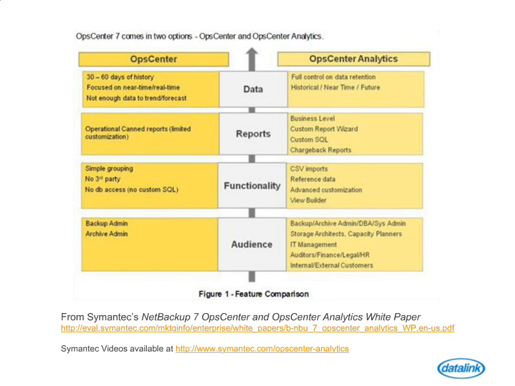This gives you a comparison between the two products. Essentially, the free OpsCenter will keep up to 60 days of history. It can't really do any forecasting or trending. You can only do the canned reports that come with it. Now, there are a lot of canned reports, but with the free version, you're limited to just those.